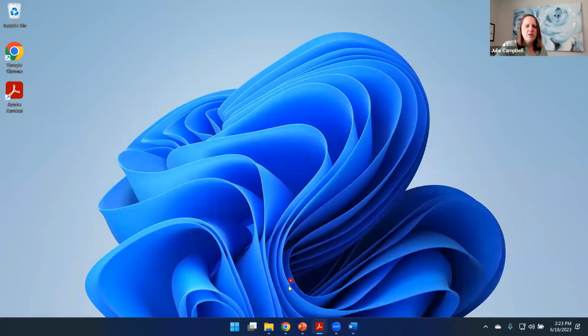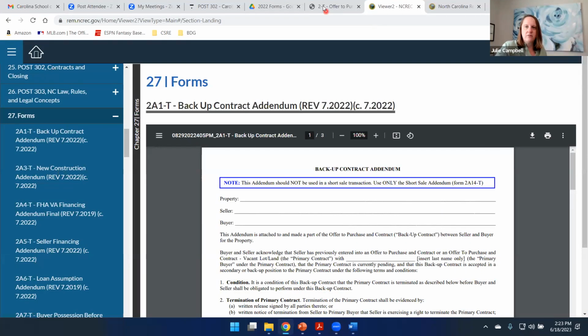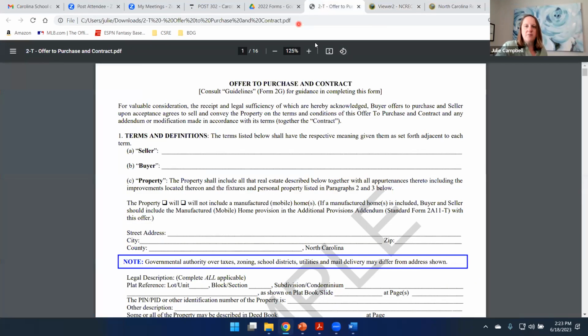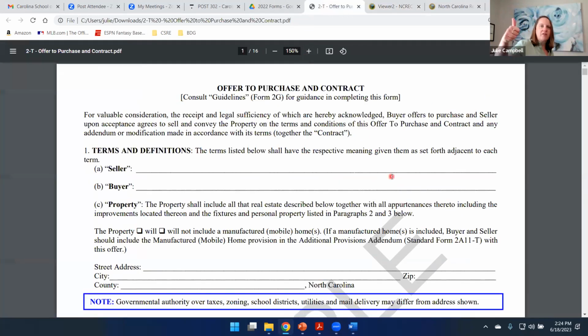So our focus, and where we'll be probably the rest of the afternoon, is going to be on Standard Form 2T. So I got this pulled up. Can everybody see it? Okay. Everybody good? So we're going to go through this.